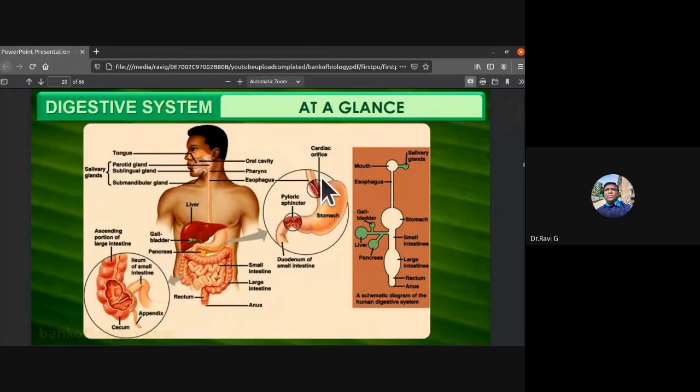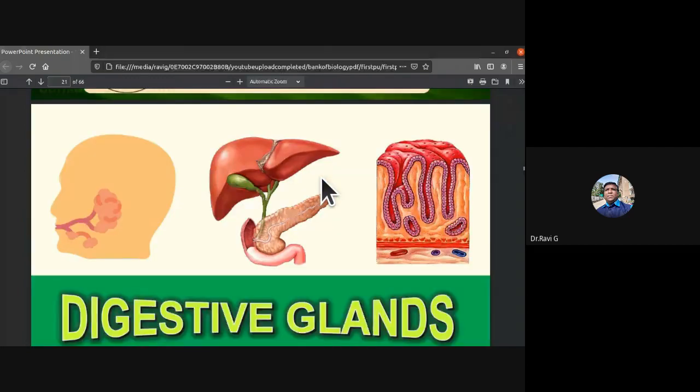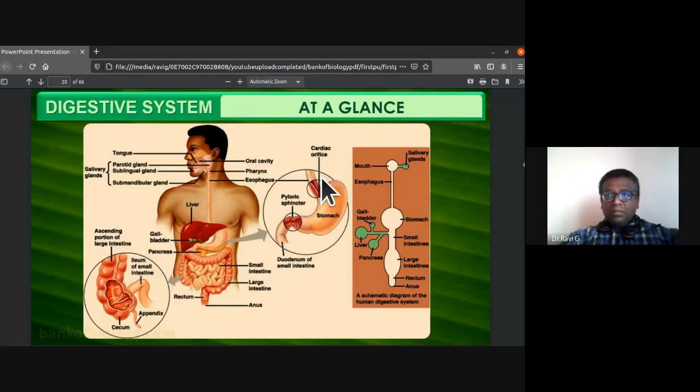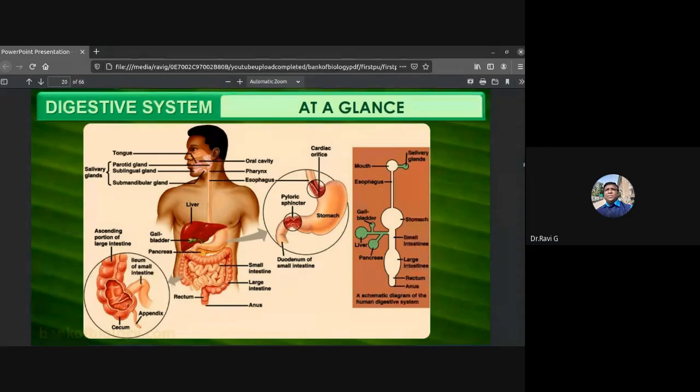Okay, so for today's class, we'll stop at this level. Maybe in tomorrow's class, we'll be discussing the digestive glands. Do you have any doubts or clarifications, dear students? You can get your doubts clarified at present. Any doubts or clarification, dear students?